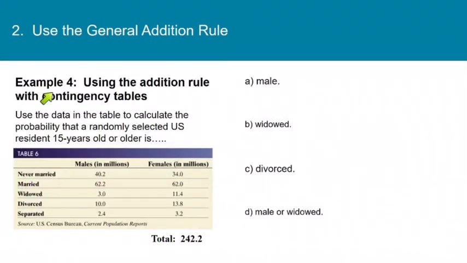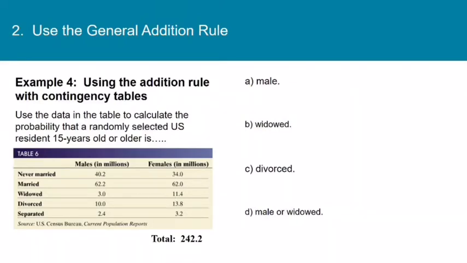Now in example 4 we have our first look at a contingency table. This is a contingency table, and I'm sure you've seen them online or in textbooks. They're everywhere really. But what we have in this table is 5 different relationship statuses, and we have it broken down by males and females in millions. So you can read the table by rows or by columns or just one cell at a time.